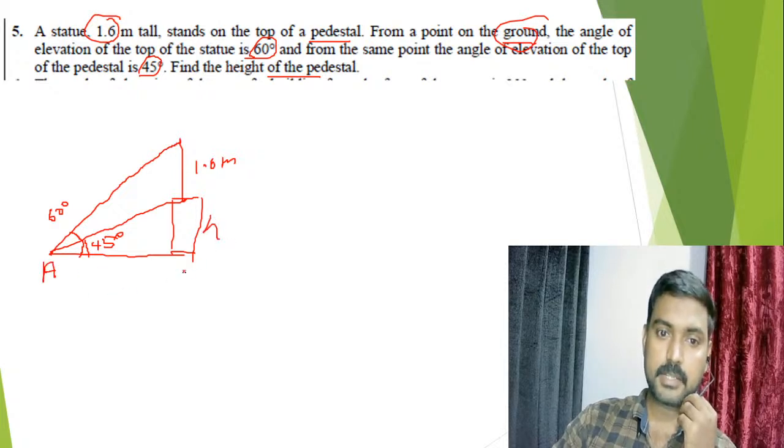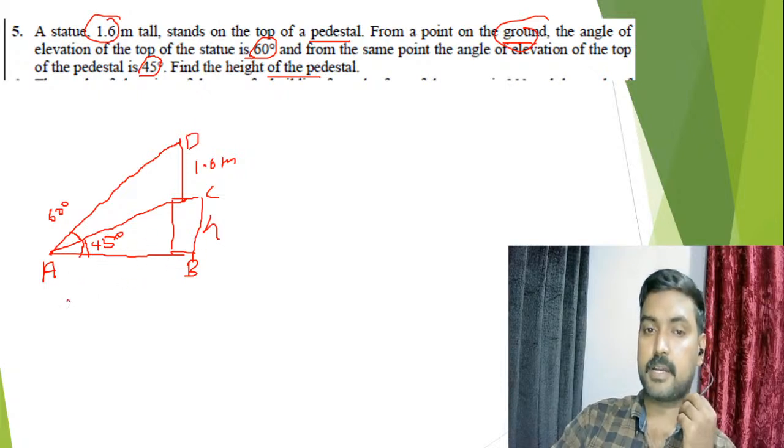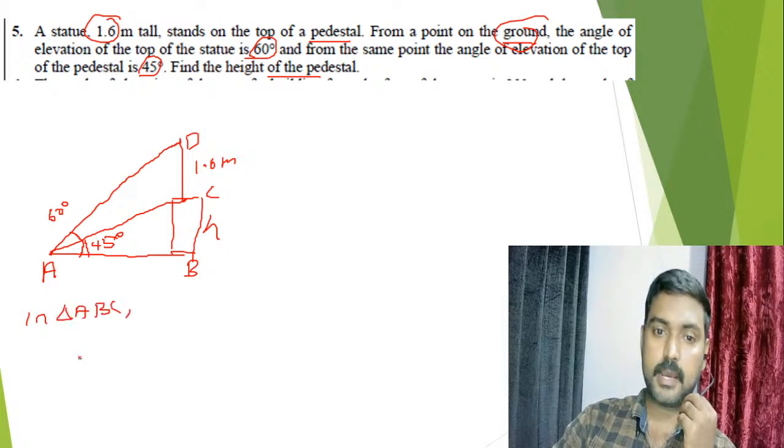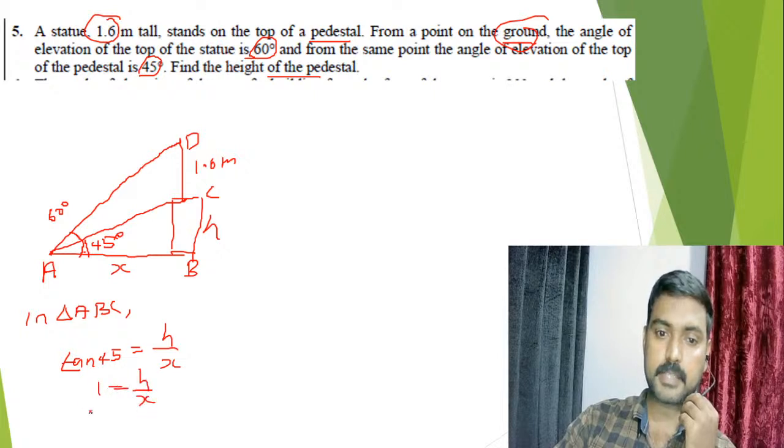So we can mark the triangle ABCD. In ABCD, first we consider triangle ABC. In triangle ABC, we consider tan 45, which is common for both. So tan 45 is equal to h by x, where x is AB. Tan 45 is 1, so 1 is equal to h by x. Transposing x, we get x is equal to h.